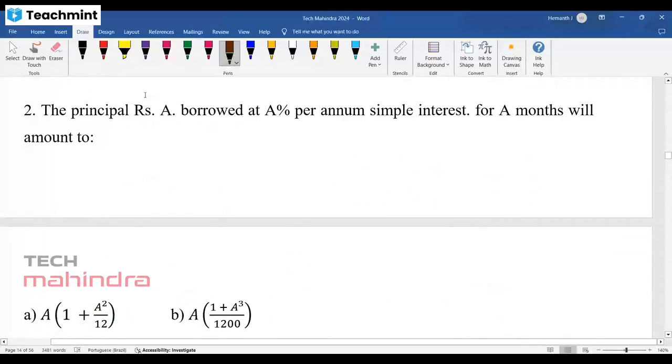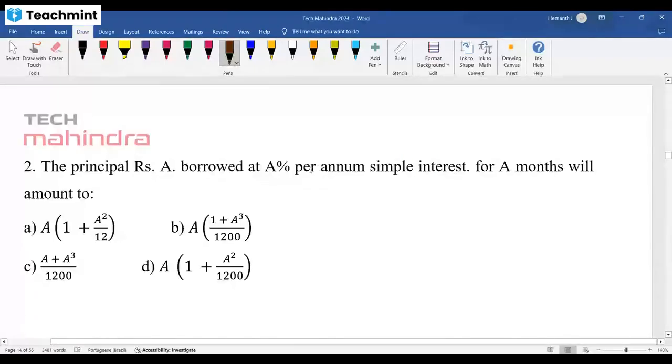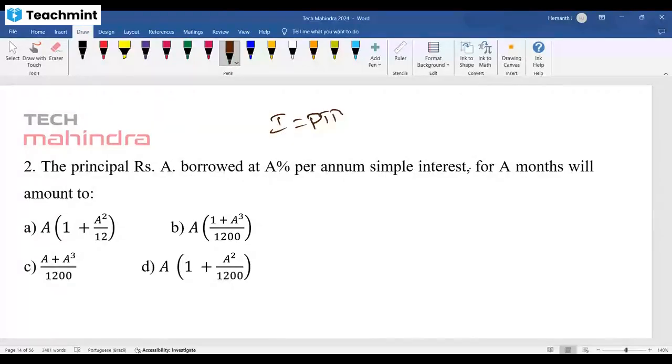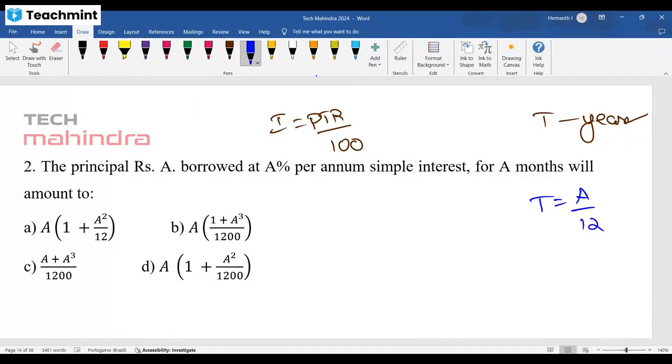Principal is A. Rate of interest per annum is A. And time is given as A months. Very important, generally in simple interest, I equal to PTR by 100. Okay, T is in years. But here time is given in months. So you should take T equal to A by 12 years. If it is months and you want to convert into years, time should be taken as A by 12th of a year. Then they're asking amount.